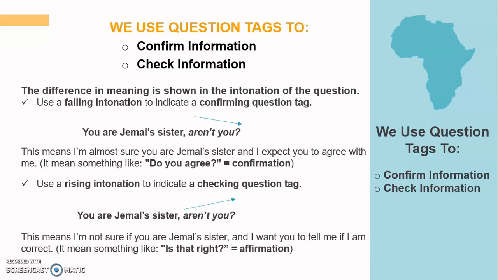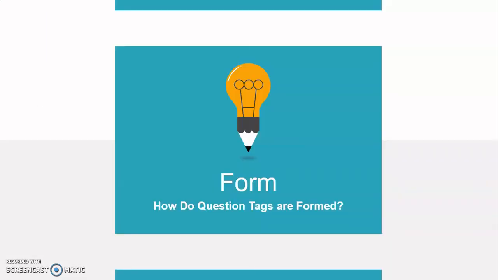Let me show you the intonation again. In the English language, intonation is important to create meaning, so let me compare both sentences to make it clearer for you, with falling intonation and then rising intonation. You are Jamal's sister, aren't you? You are Jamal's sister, aren't you? One more time. You are Jamal's sister, aren't you? So the intonation makes the difference in meaning. Make sure you understood that.